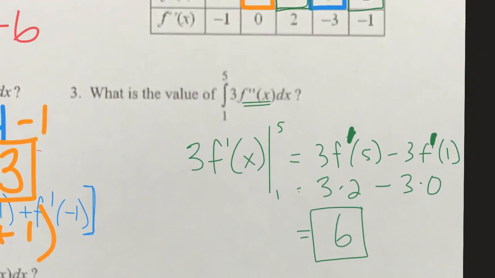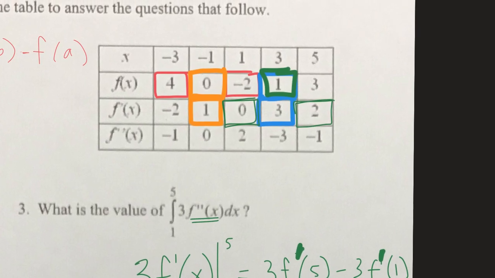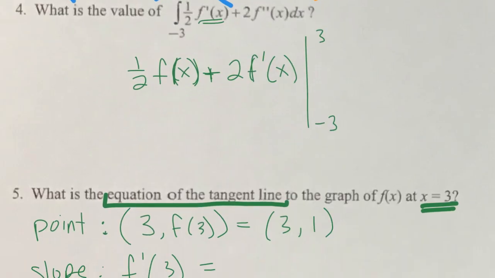So f prime at 3, come here, table. F prime at 3 is? Positive 3, right here. Sorry, just colored it up. F prime at 3 is 3.